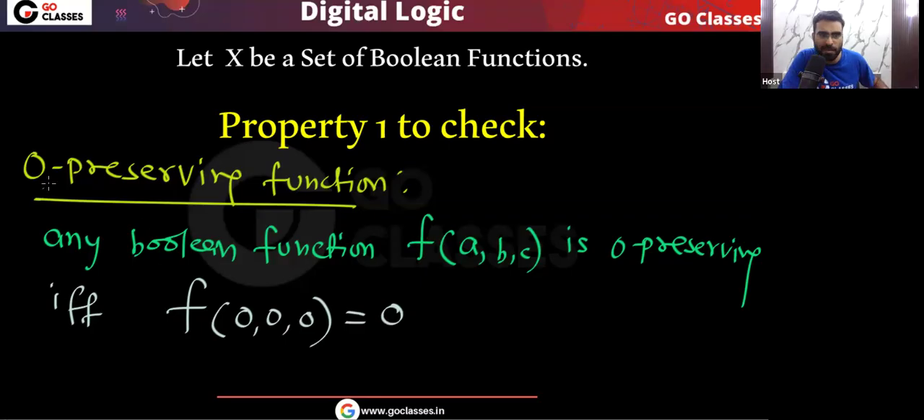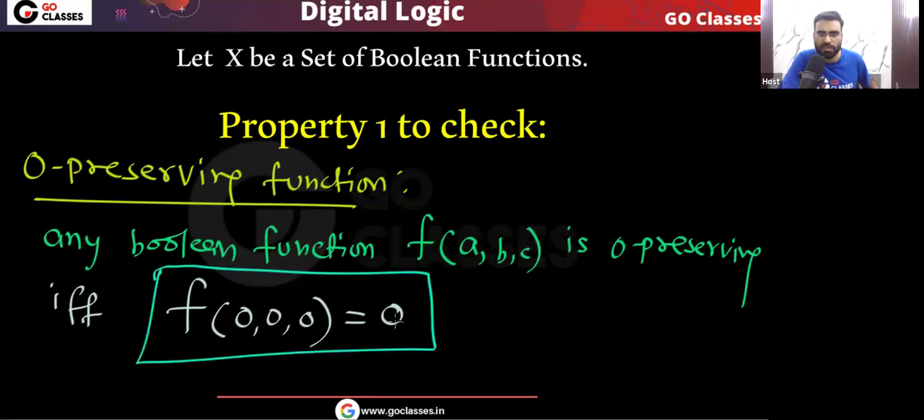Is this clear? The name itself is telling you: zero preserving. It means when I replace all the variables by zero, the function value must be zero. This is the definition of a zero preserving function. So this is the first property you need to check. Is this clear? Property one to check: just check the zero preserving functions.